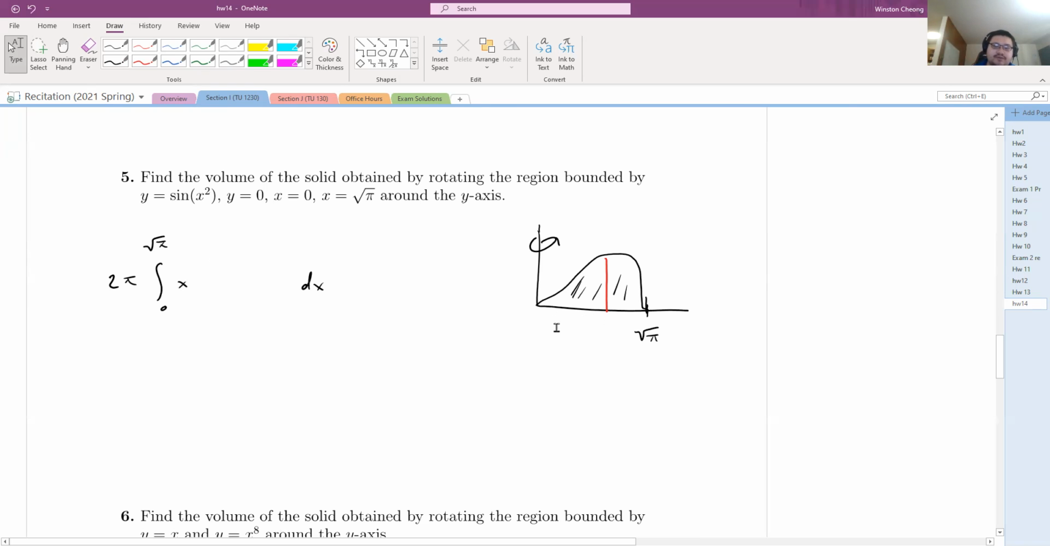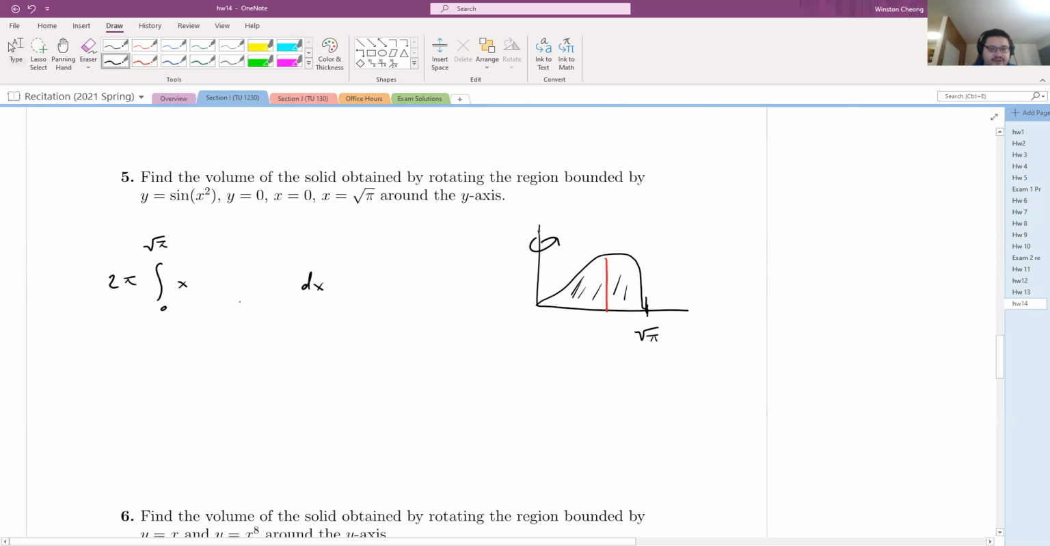In this case, it's just going to be the length itself. It gets a bit more complicated if your axis is off one of the standard axes, which we will deal with in a later problem. But yeah, this is the radius function. And the height function is just the height of that red segment, which, as you can see, is going to be the height of the function itself.